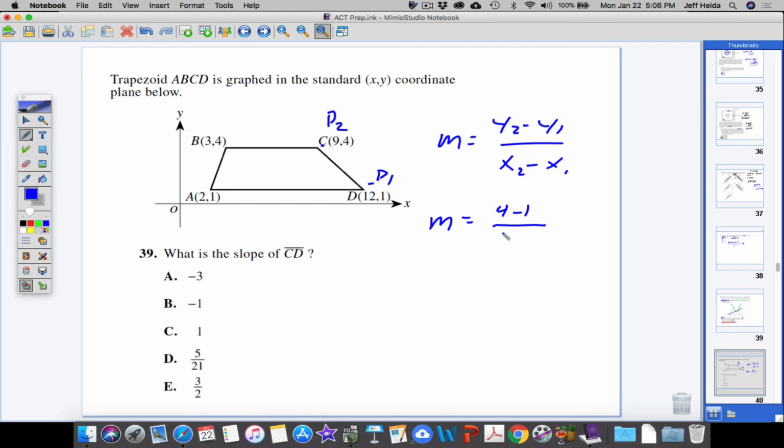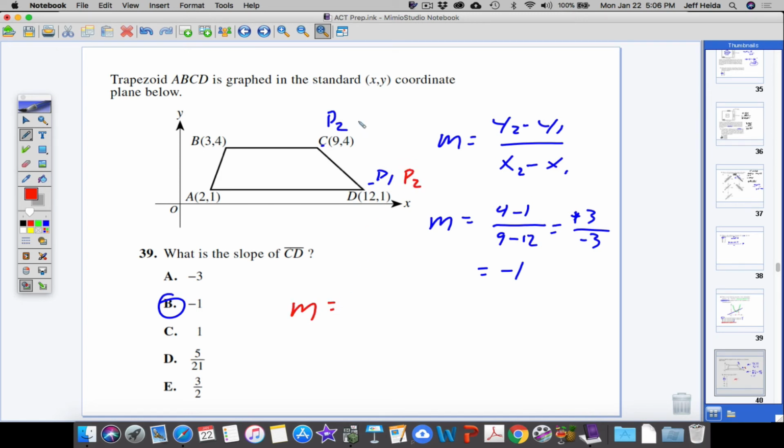x2 is going to be 9 minus 12, positive 3. 9 minus 12 is negative 3. 3 over negative 3 equals negative 1. Slope is negative 1.